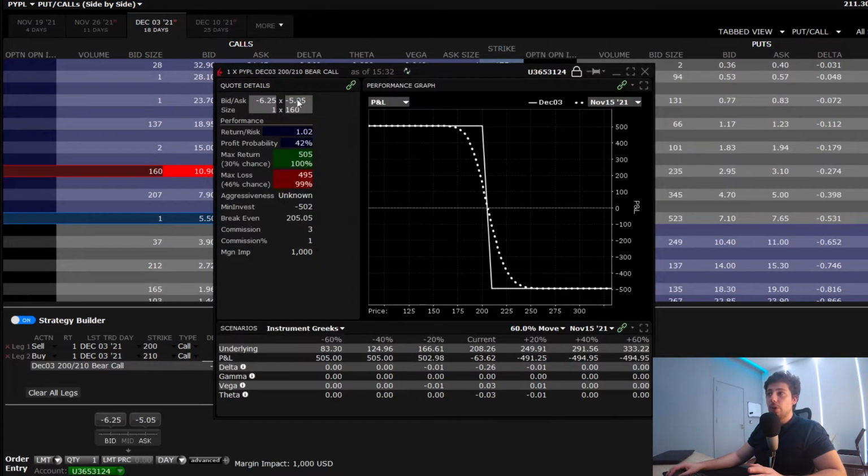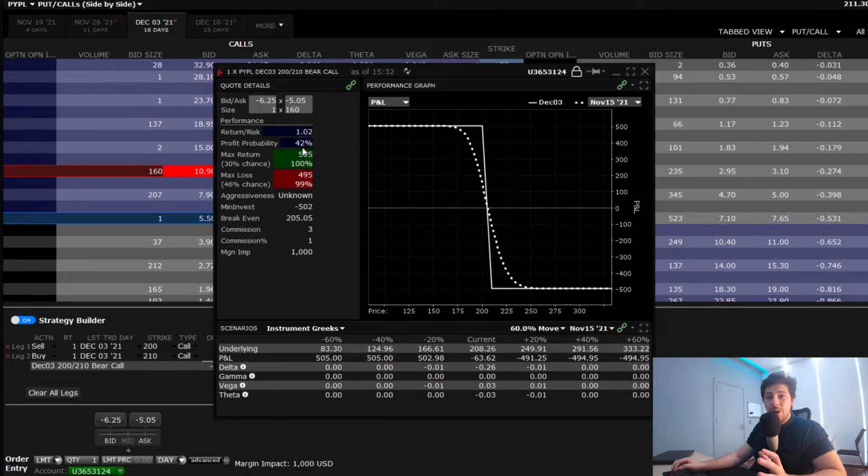On this trade, for example, it's a bear call. You can see your risk reward ratio is 1. Why? Because your maximum return is $500 and your maximum loss is $500. So that's a 1-to-1 risk reward ratio. And your profit probability is 42%.